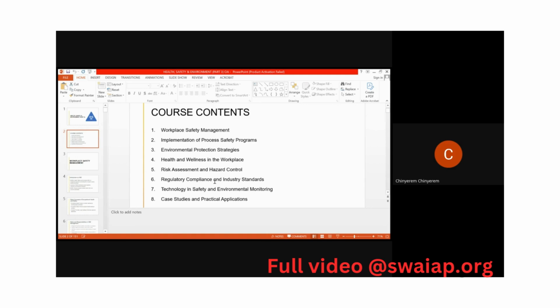Since we are more like compliance people, we especially need to know the regulations that govern what we do. So we're going to look at that. And then also we're going to look at technology in safety and environmental monitoring, and thereafter we'll do some practical applications. We're also going to play some games just to test our HSE communication skills. So we're going to look at effective communication in safety. So these are some of the things we are going to look at.